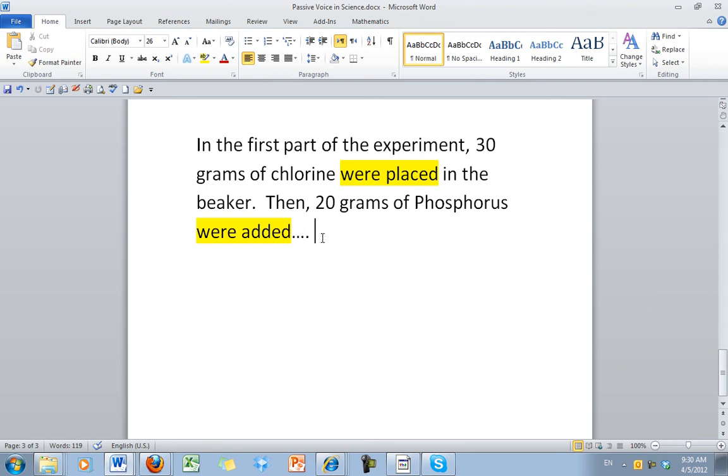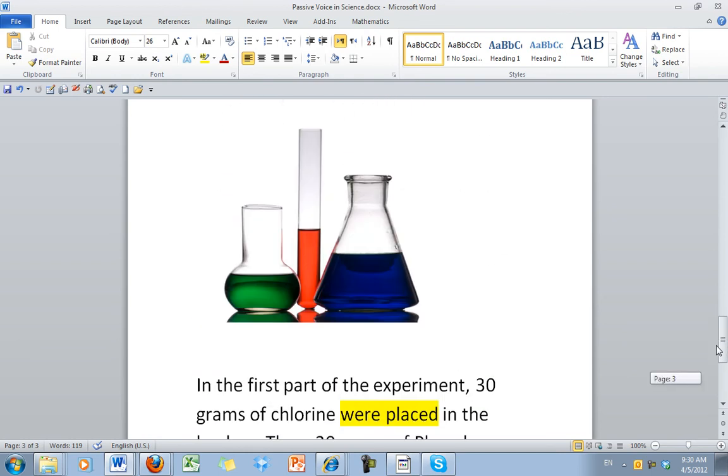Now imagine that this report continues. There's going to be a lot of passive voice because the professor or the teacher who is reading it knows exactly who did it. It's you, the student. So if we were to write this and say, in the first part of the experiment, I added 30 grams of chlorine in the beaker, then I added this, then I added this, then I did this, it would get very repetitive and it wouldn't be pleasant to read. So passive voice is an excellent tool in circumstances like this.